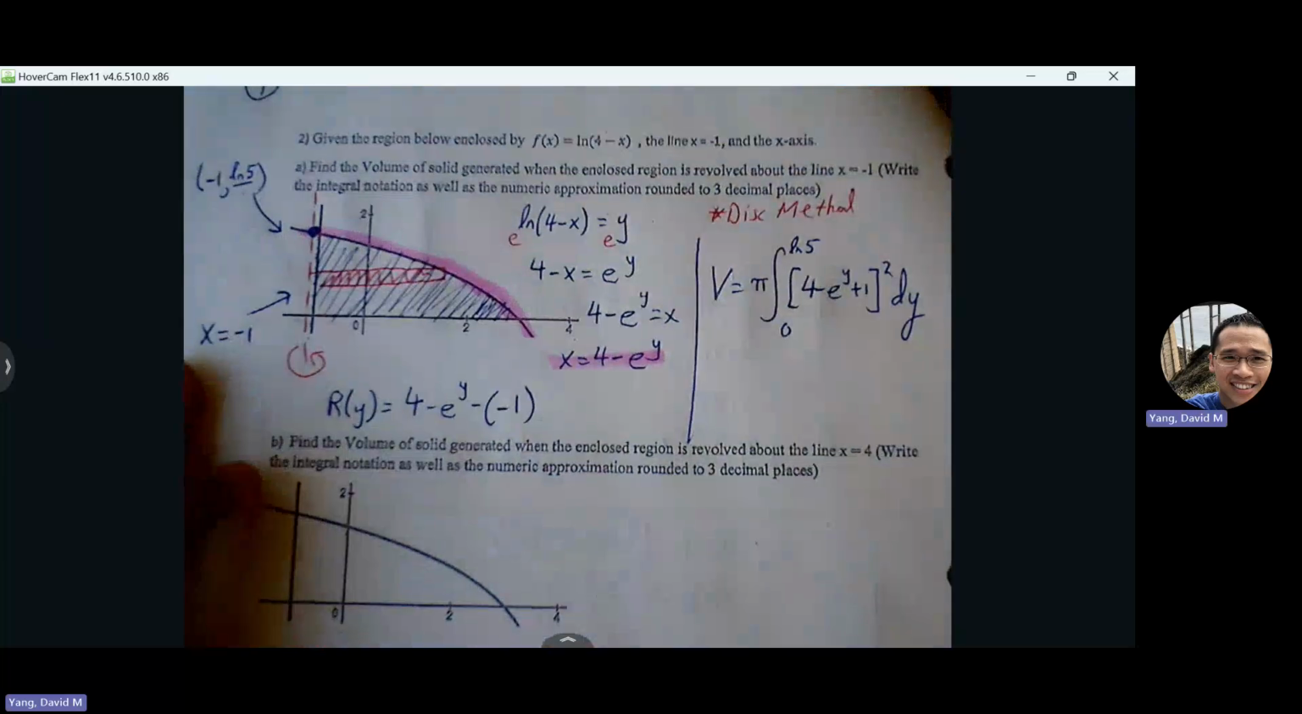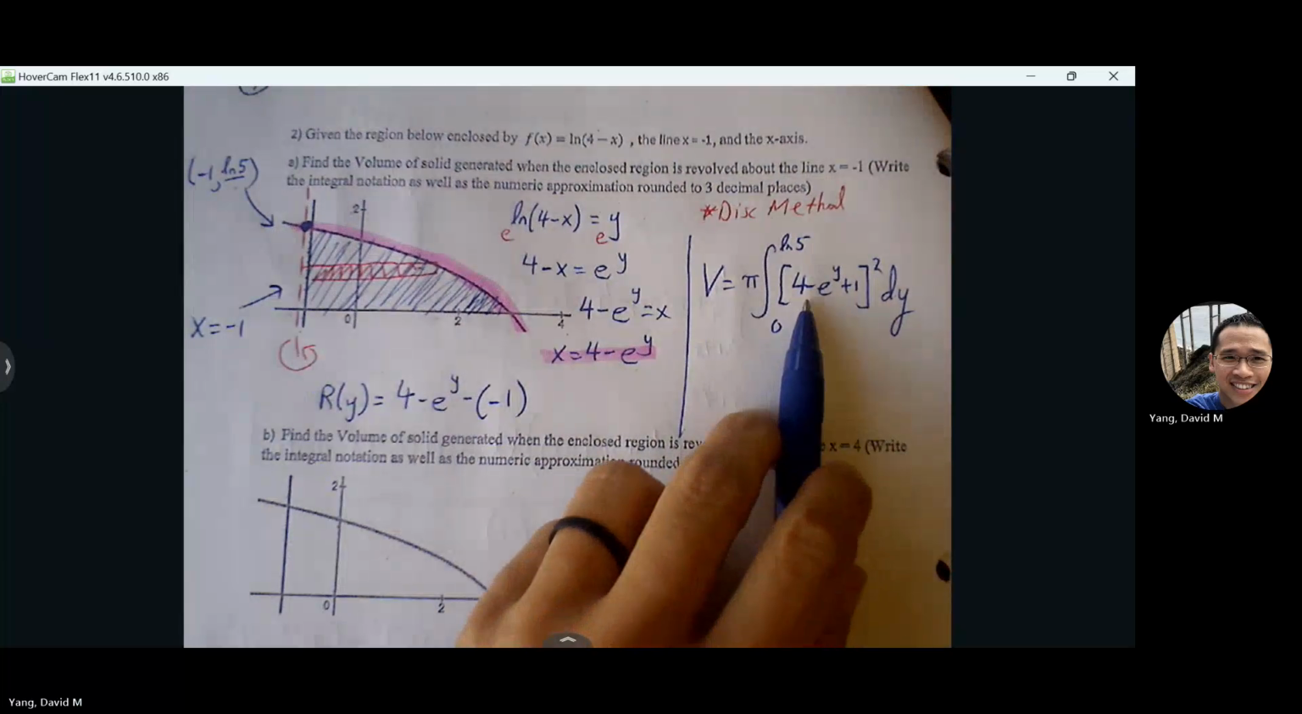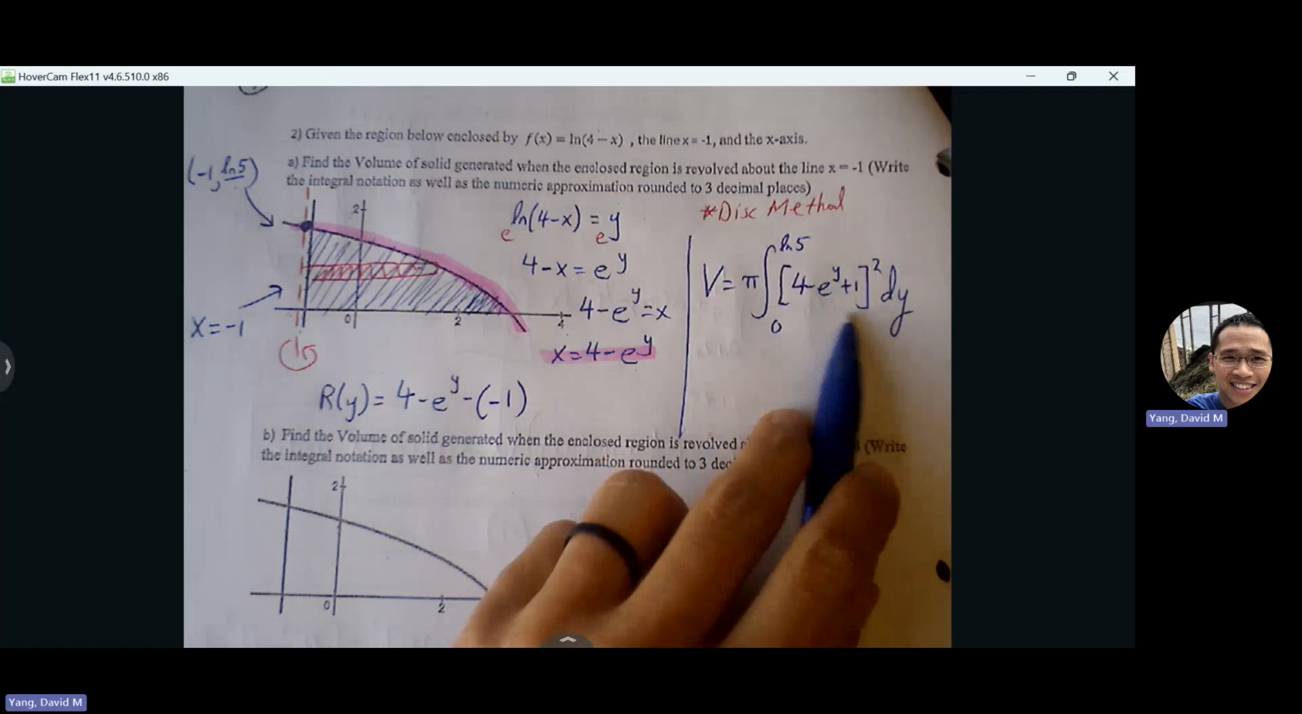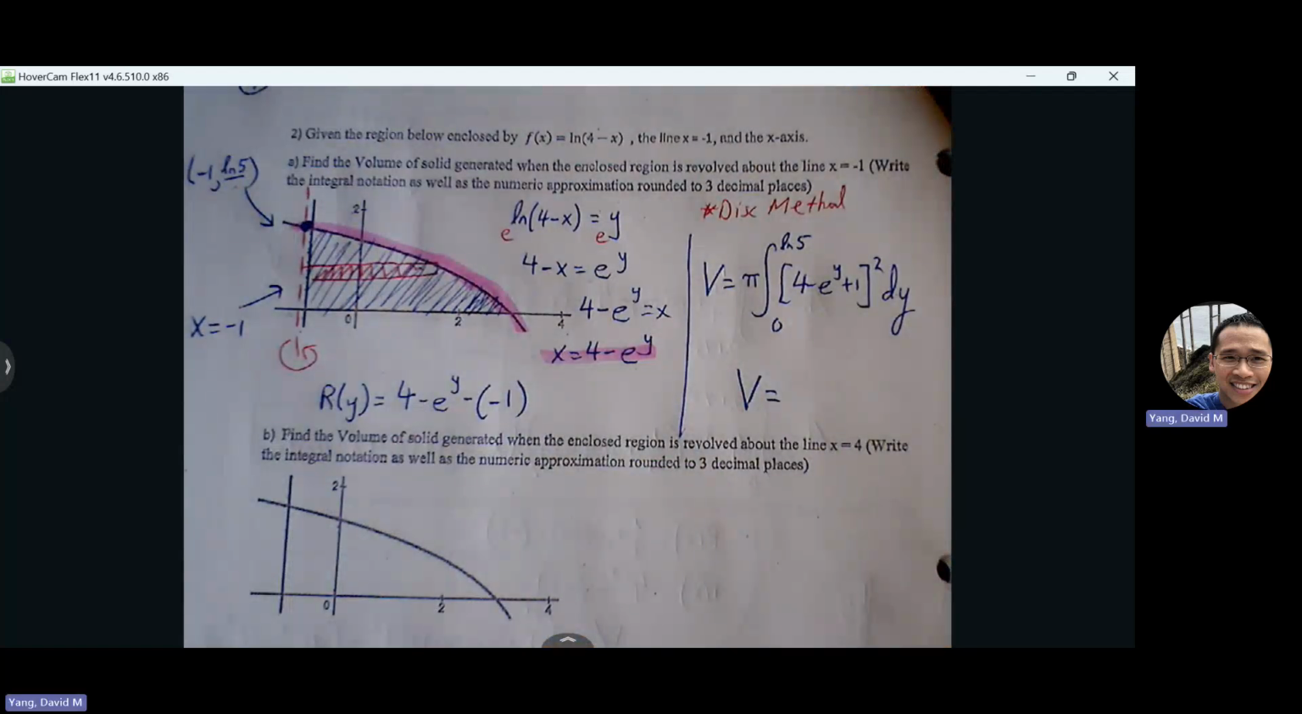On paper, you're going to use variable y, but in your calculator, you use x. Leave pi out of it.